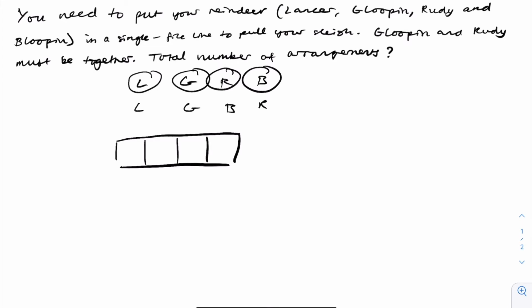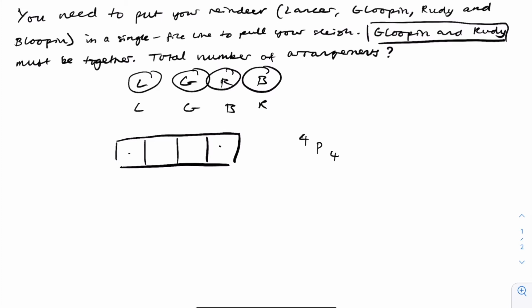Well, you might be wondering, why can't we just do 4P4, because there are 4 reindeer and we have to arrange them differently? Well, we can't because there's a condition: Glupin and Rudy must be together. And 4P4 would have the permutations where Glupin and Rudy could be on either side of the thing. They could be here and here, but that wouldn't work, would it?